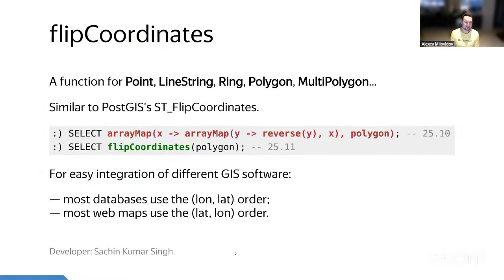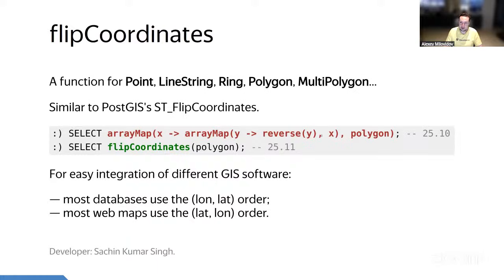Another function is named flipCoordinates. It is fairly simple. If you have a point with two coordinates, like latitude and longitude, it will just flip it. But if you have a more complex data type, like line string, ring, polygon, or multi-polygon, it will go inside and flip coordinates inside every point. There is nothing special because it was already possible.